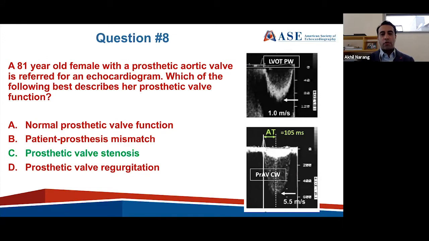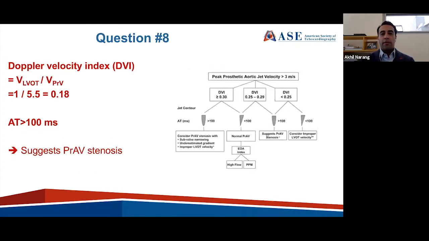Understanding how to answer this question not only requires us to be able to calculate certain things, but also understand a flow chart, which is helpful for prosthetic valves. The flow chart is shown on the right here. The first thing we want to be able to understand is what's the Doppler velocity index for this particular patient. And calculating this, we first look at the LVOT velocity and we divide this by the prosthetic valve velocity. And this gives us an answer of 1 divided by 5.5, and the answer is 0.18. So this is the first step in deciding what the Doppler velocity index is.